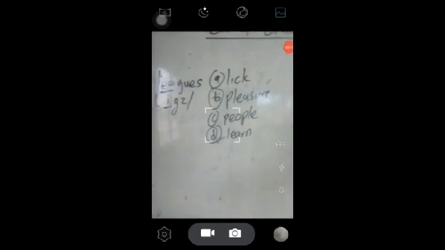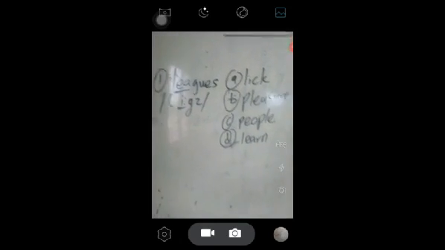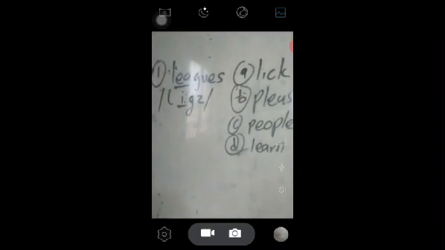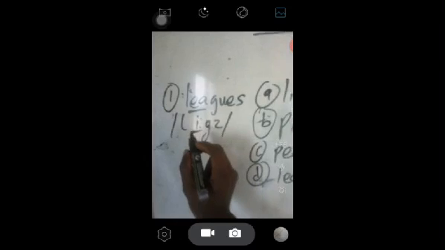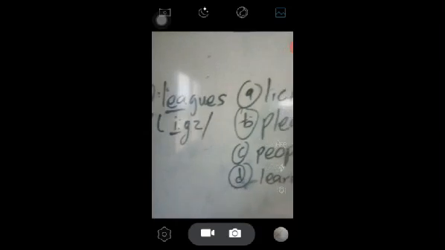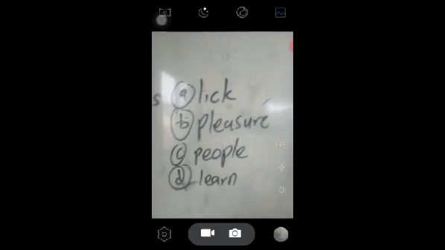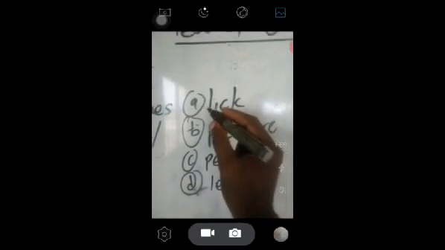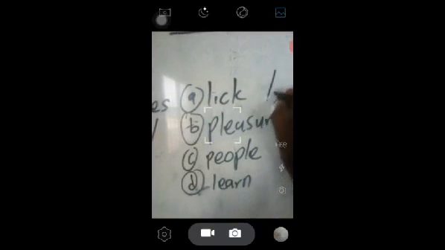Now we've gotten to the marker board. So we have the word leagues. You can see that the underlined part we're looking for, the sound there is the E. So we are looking for the option that has the same sound symbol as the word we are given.